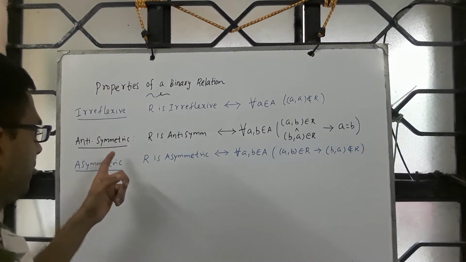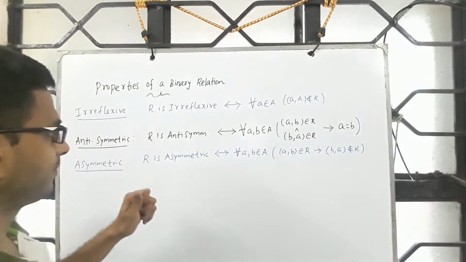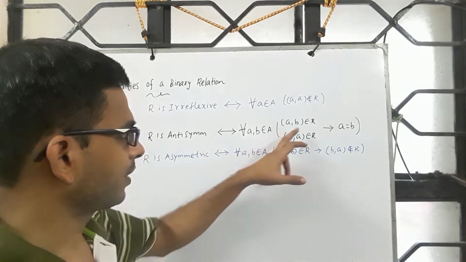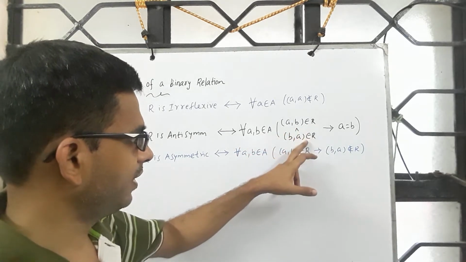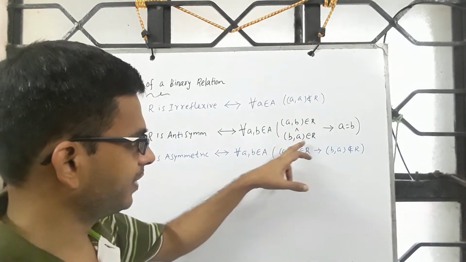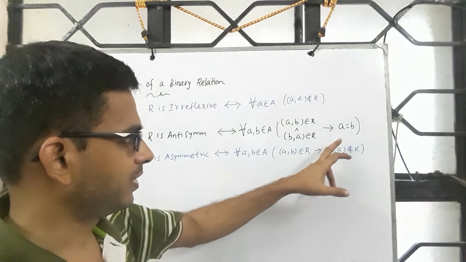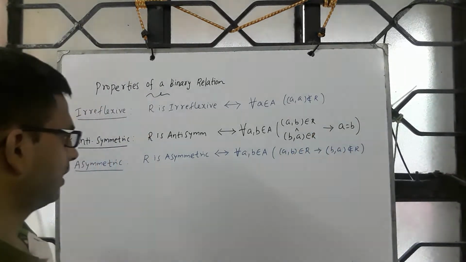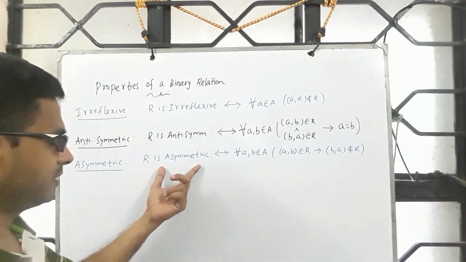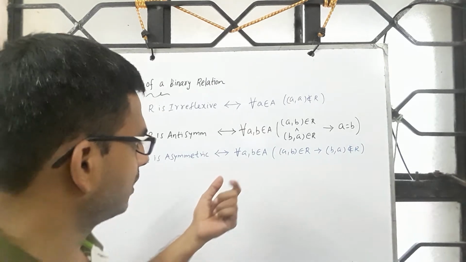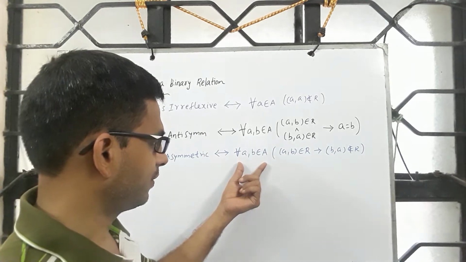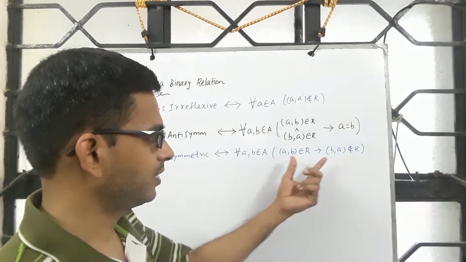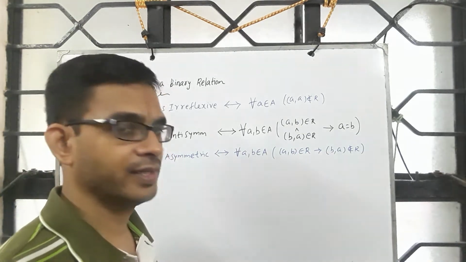Then there is something called antisymmetric. It says for each a, b in A, if you find (a, b) and (b, a) in R, then it must be the case that a equals b. Then R is asymmetric if for all a, b belonging to A, if (a, b) is in R, then (b, a) is not in R.